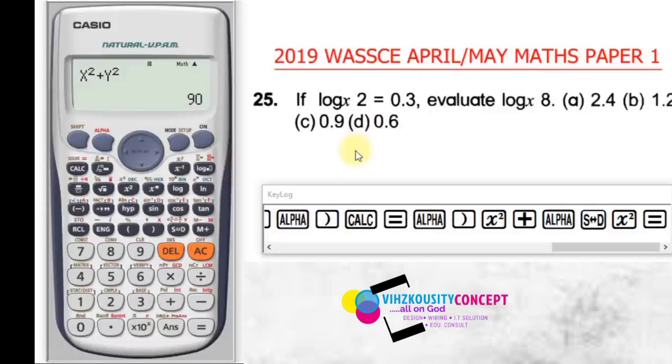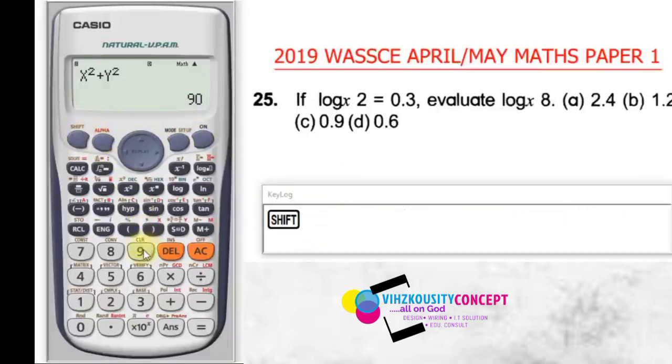Here in question number 25, we are told that if log to base x of 2 is equal to 0.3, we should evaluate log to base x of 8. Initially, we are calculating with respect to variable x, and that means that some stored value had been stored in x, but we need to clear that so that the calculator will not be using that to evaluate what we are going to solve for now. So I'm going to clear the memory and setting of my calculator. That's shift 9. I'll press 3 to clear all, equal to yes, and AC. I've reset my calculator.